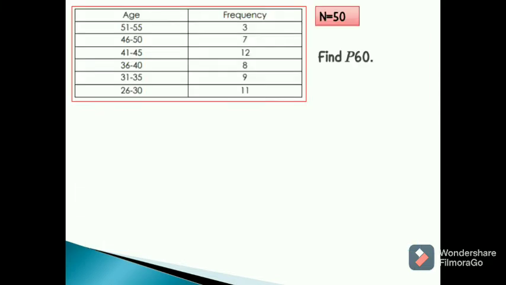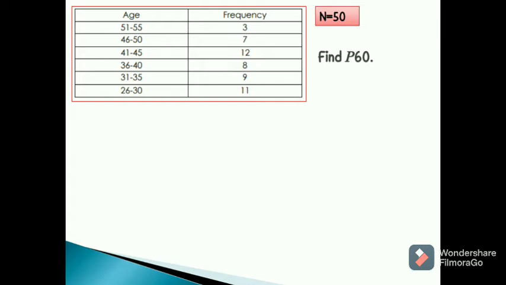So, here is the data. Age of 50 employees and we have the frequency here. From 26 to 30, we have 11; 31 to 35, we have 9 employees; 36 to 40, 8 employees; 41 to 45, 12 employees; 46 to 50, 7; 51 to 55, 3 employees. So the total is 50 employees. So, n is 50 because that is the total of our frequency. And now, we are going to find the percentile 60.